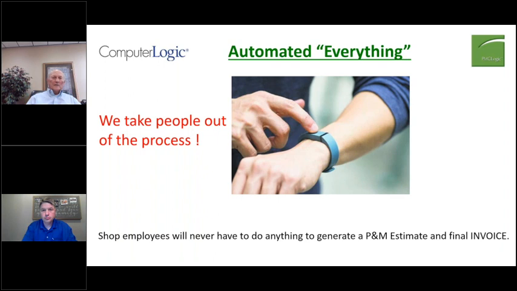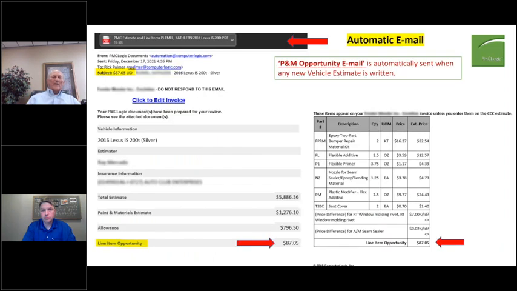Don't do anything. You just plug it in. You write an estimate, and as soon as you get through writing the estimate, you'll get an email. You'll automatically get an email that'll pop up on Rick Palmer's computer and say, hey, Rick, you got this, we call this a line item opportunity report, that says, Rick, you just wrote this estimate for $5,800, but you've just missed an $87 opportunity over here to put these items on the CCC document.